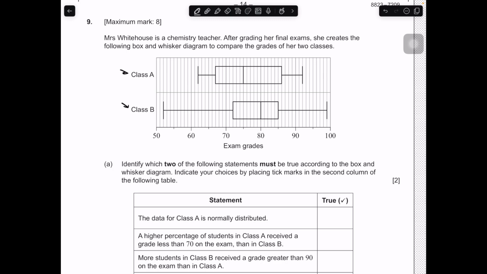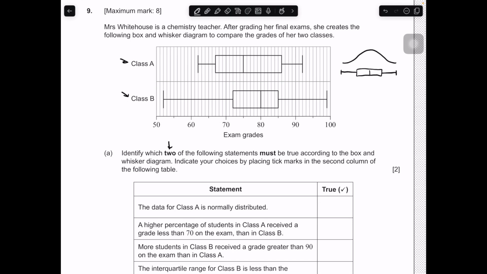Alright. The data for class A is normally distributed, which must be true, not necessarily the case. A normal distribution looks like this, and if that was the case, we would expect symmetry, and we don't see symmetry here, so not necessarily the case. No, there's two that have to be true.